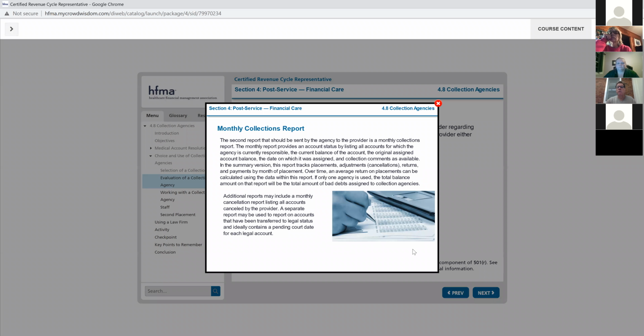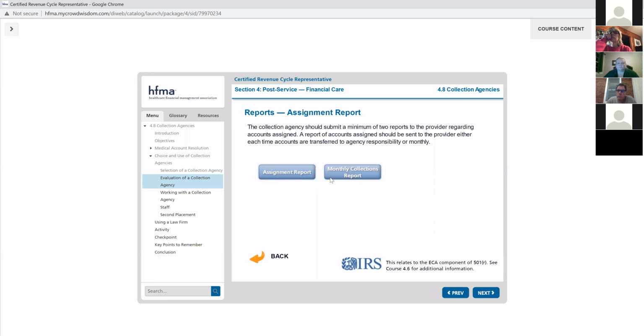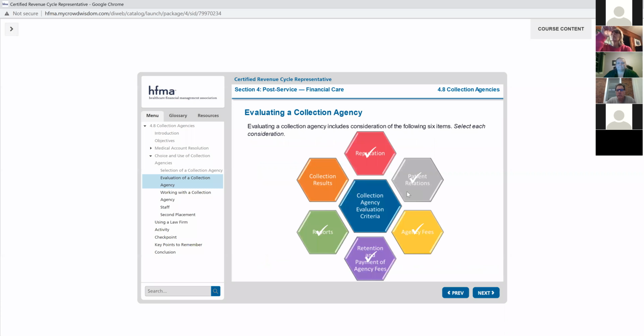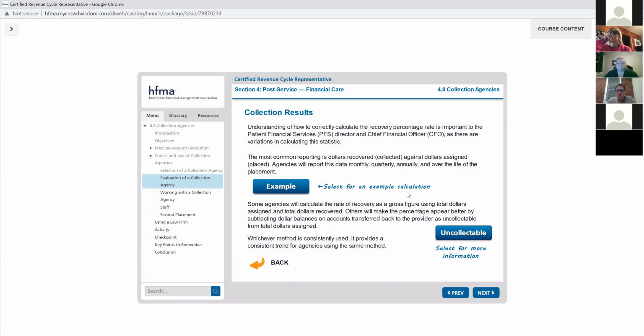And results. You should understand how the agency calculates their recovery percentage. Most agencies will take their gross placements and take out any recalls, if you will. And here's an example right here. The cash recovered, and they'll come up with a percentage.